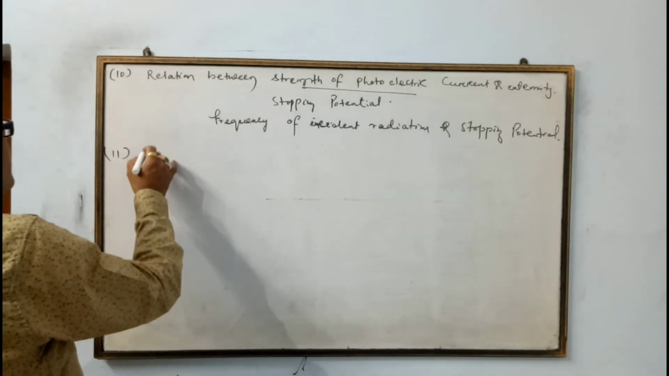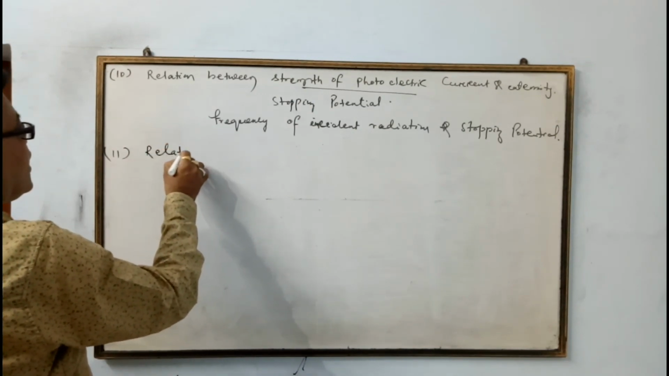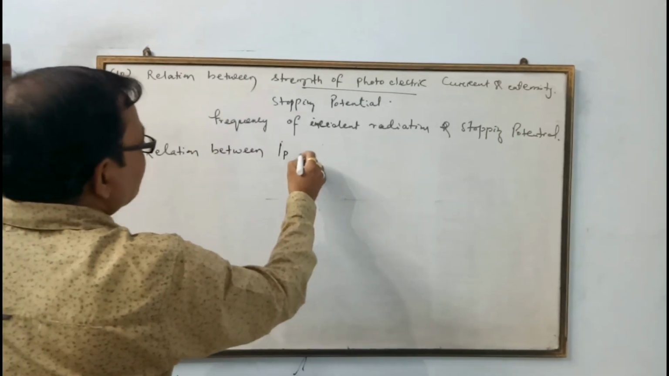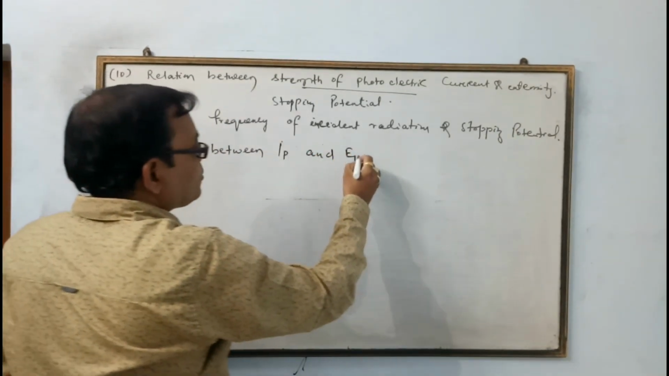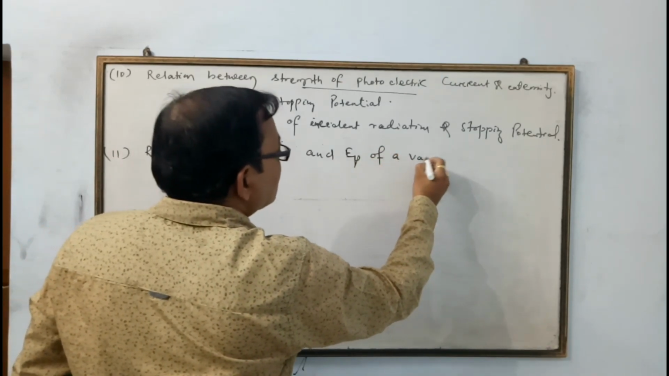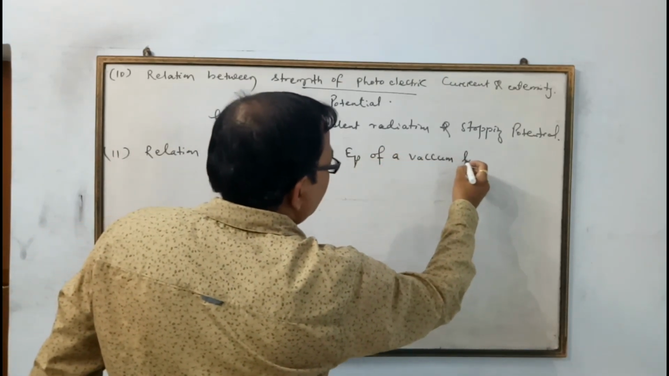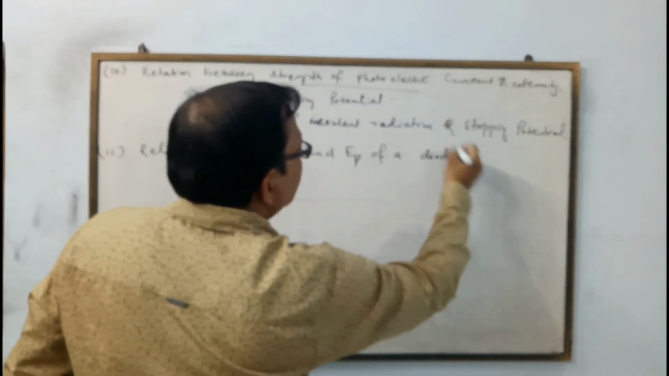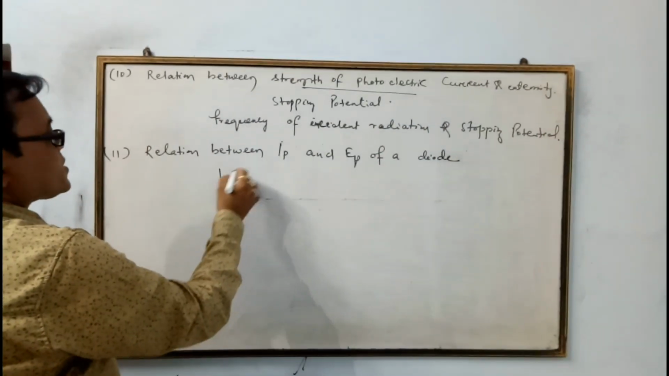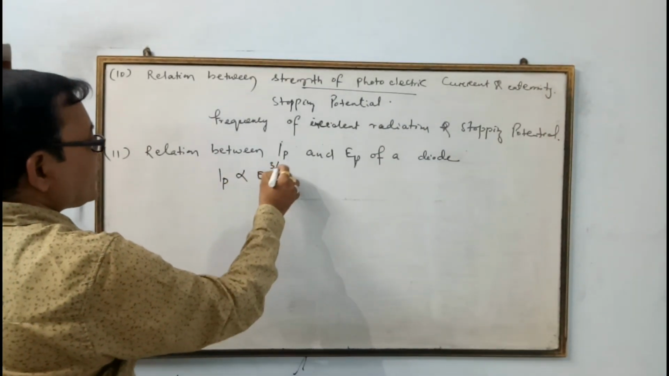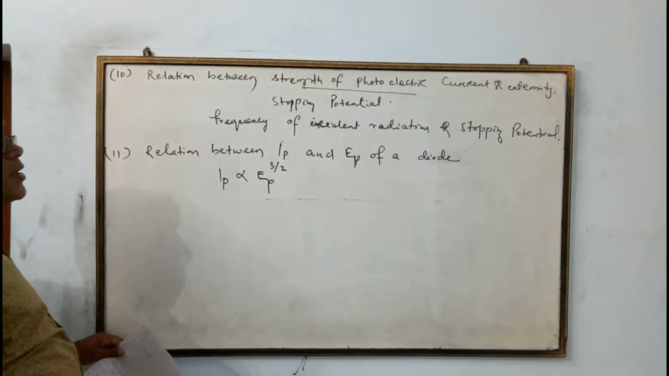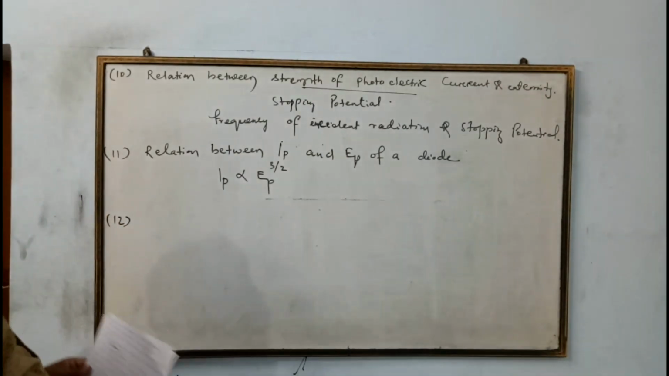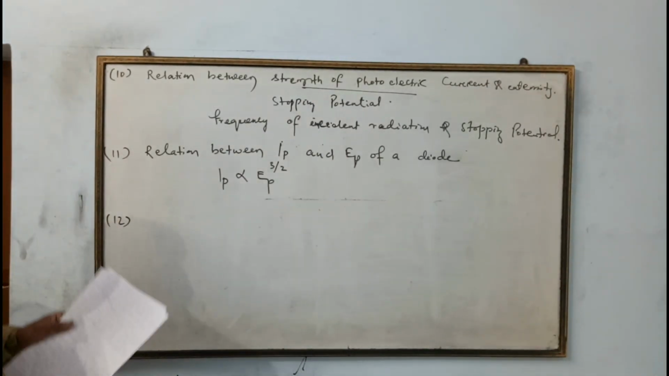A relation between IP and EP of a vacuum diode, or rather, of a diode. That is, IP is directly proportional to EP to the power 3 by 2. It is also called the 3/2 power law, or Child-Langmuir law, Child's law. IP is the plate current, EP is the plate potential.